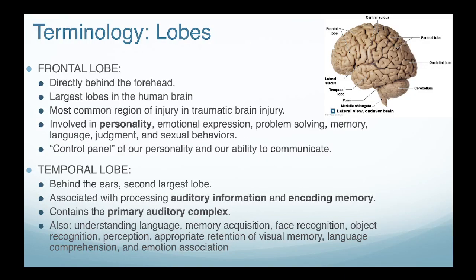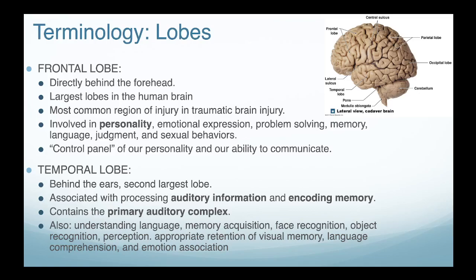So let's talk about the different lobes and what they do. The frontal lobe, judging by its name, is going to be in the front of your brain. It lies directly below the forehead. That's the region called the prefrontal cortex, at the very front of the brain, and the frontal lobe goes all the way back towards the central sulcus. Unfortunately, the frontal lobe is the most common region for traumatic brain injuries.